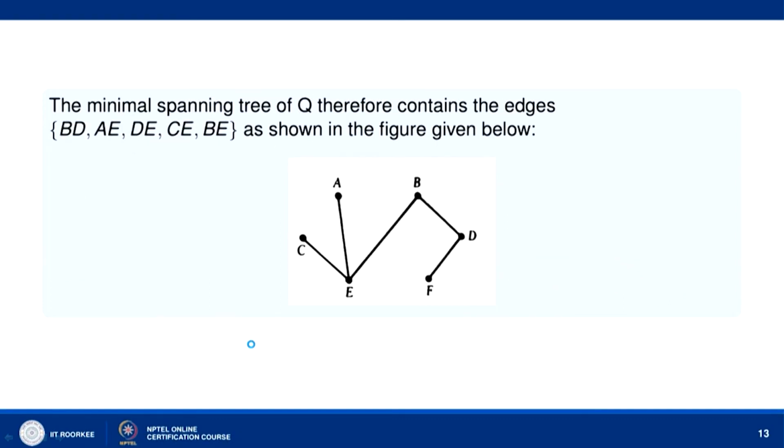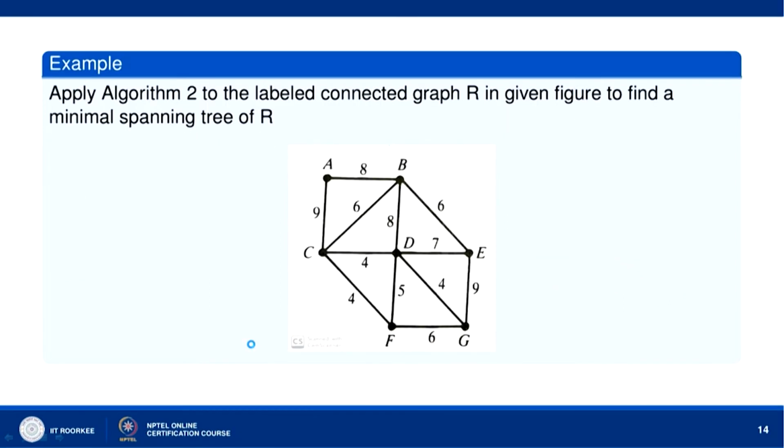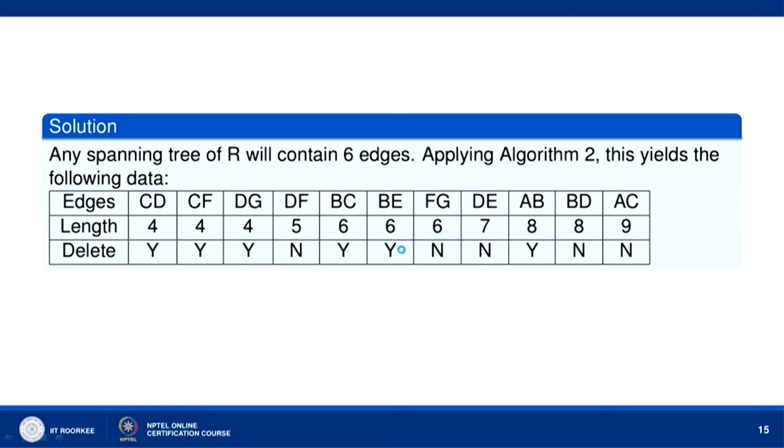So, this is the figure. Now, let us do this other example also. This we have discussed earlier, where we applied algorithm 1. Now, let us apply algorithm 2 to this problem. Let us arrange the edges in the order of increasing lengths: CD, CF, DG, DF, then BC, BE, FG, and then DE, then AB, then BD, then AC. They are arranged in the order of increasing lengths.